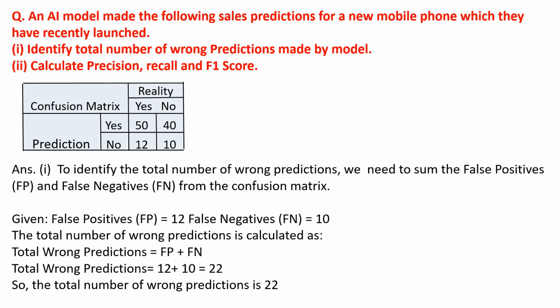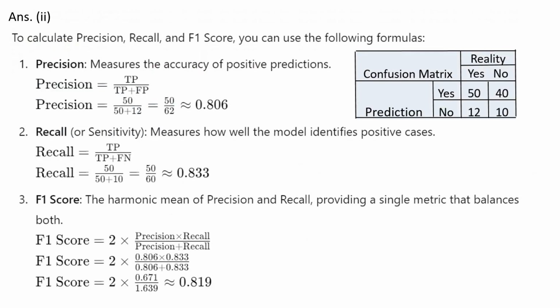Be prepared for these sums. Okay. Now second part, again the same data is given to you in the table, the confusion matrix table. To calculate precision, recall, and F1 score, we can use these formulas.